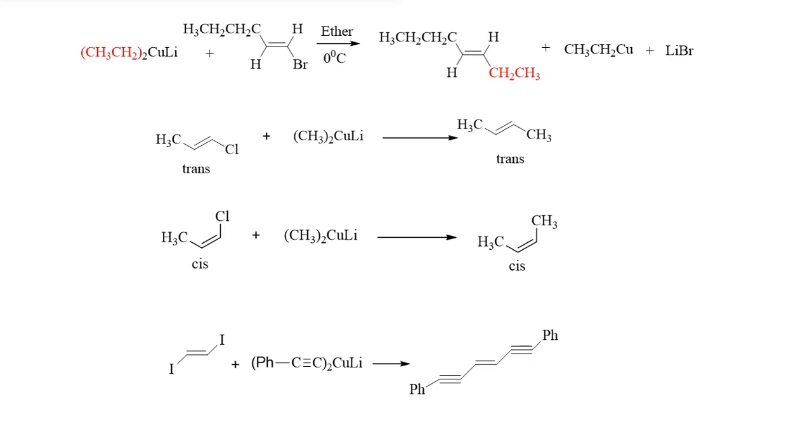Coupling reaction takes place, forming the corresponding hydrocarbon. For example, you can see lithium diethyl cuprate reacts with this vinyl halide. You can see the configuration of this vinyl halide is trans. In presence of ether at about 0 degree centigrade, it forms this olefin or alkene having the same configuration as the vinyl halide. That is, stereochemistry is maintained in the product.